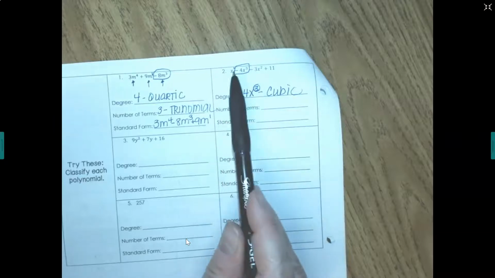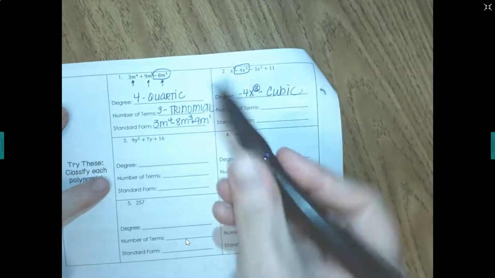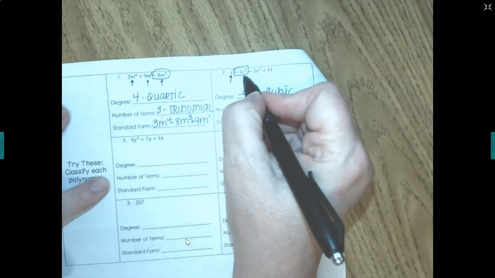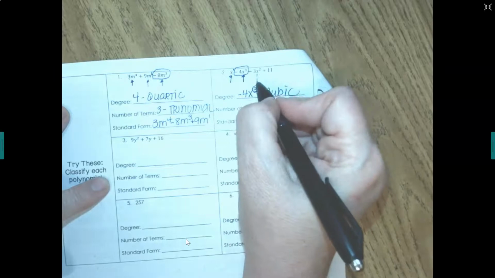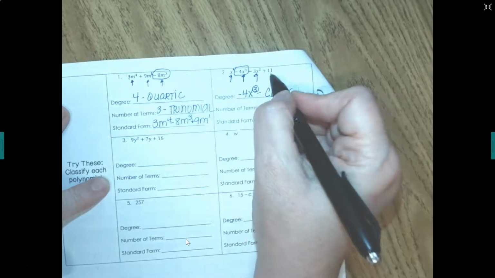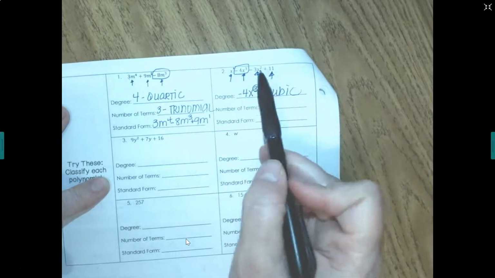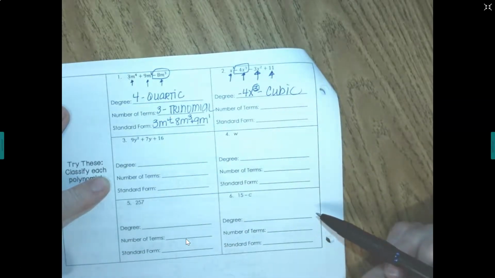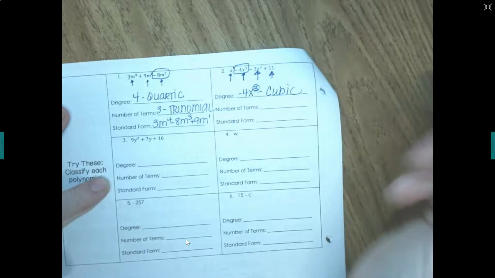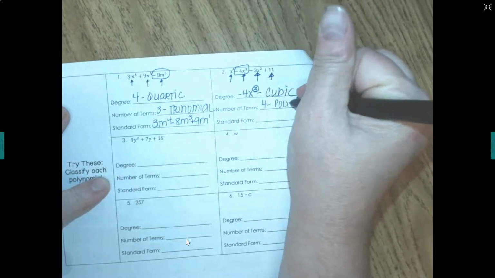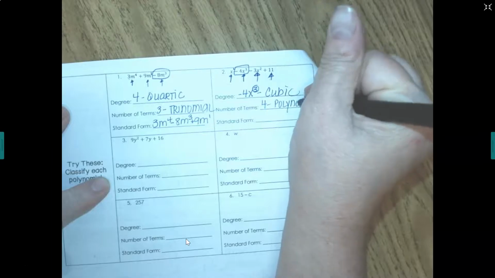Number of terms: 1, this x, then there's a minus sign. Here's another term, then a minus sign, then another term, then a plus sign, then another term. So that's 1, 2, 3, 4 terms. When I look at my notes for 4 more terms, we're just going to call it a polynomial. I'm putting the 4 there to help me remember. Polynomial.